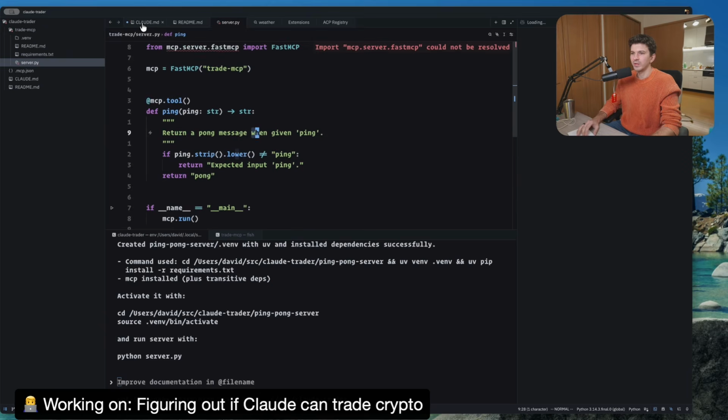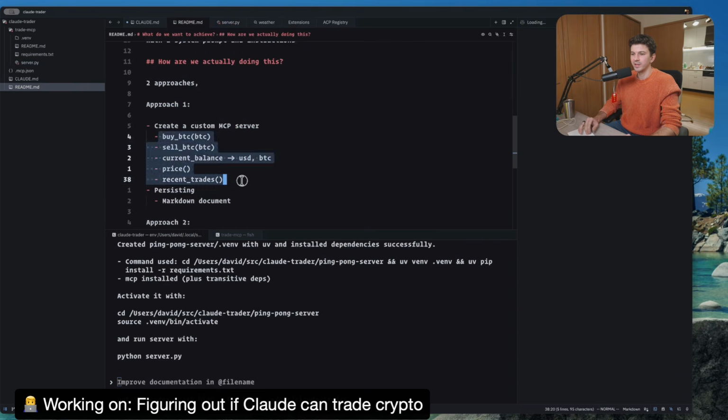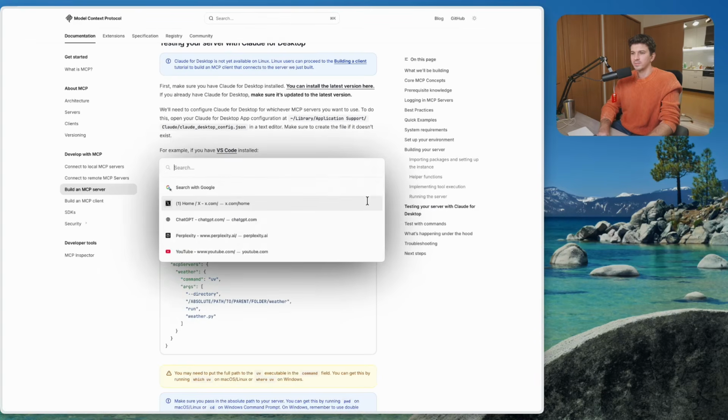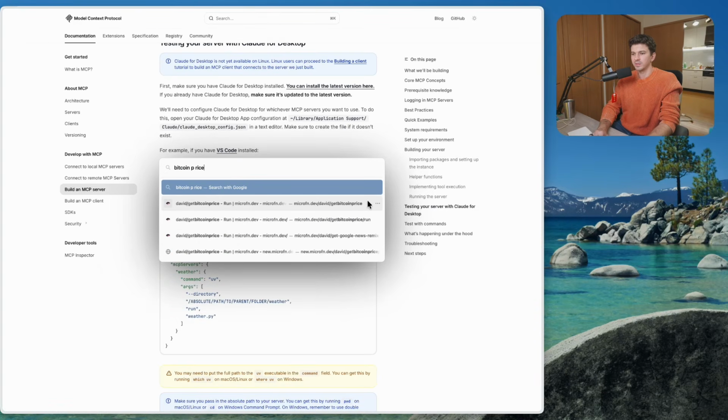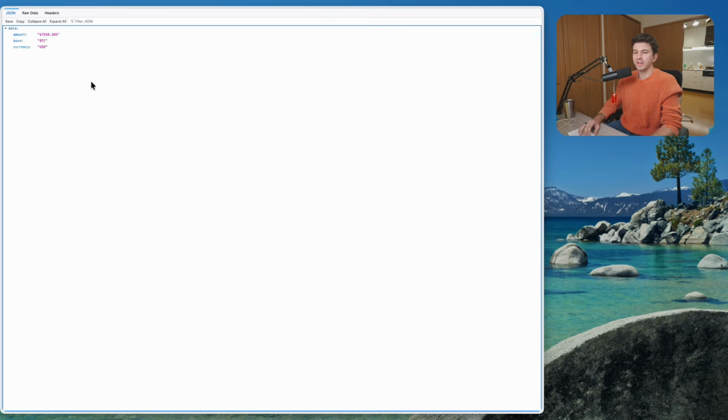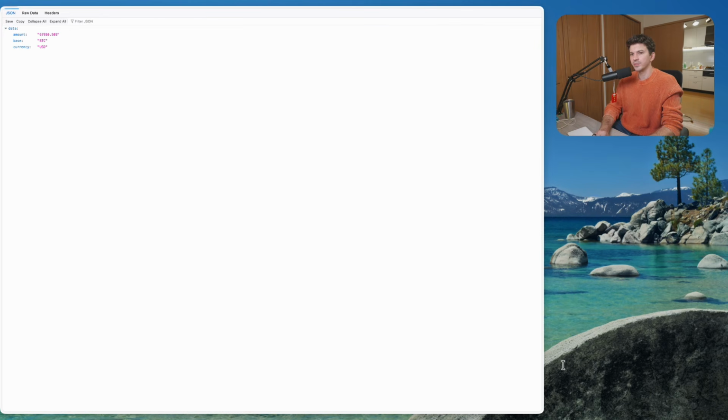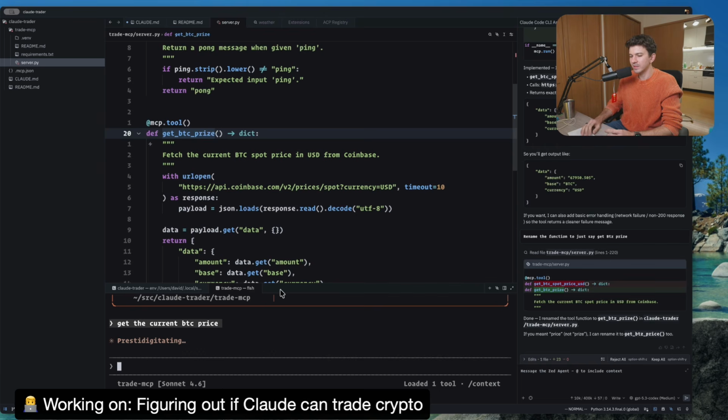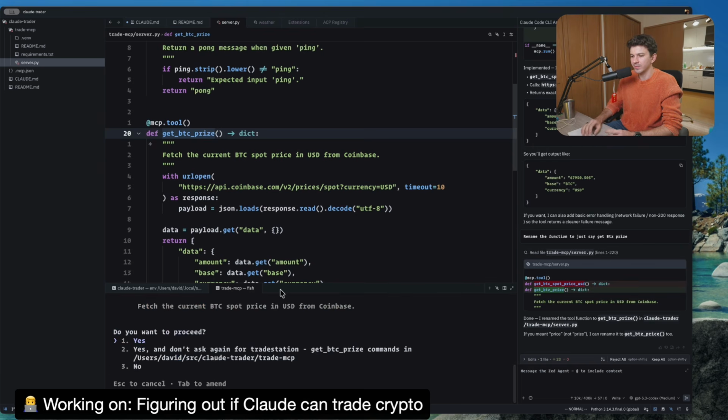Okay, so what is the first thing we want? We want to have a buy method, a sell method, and the current balance. First, we need an API to get the Bitcoin price, I think. So, Bitcoin price API. Perfect. That's all we wanted. Okay, well, then create a function in the trade MCP to get the current BTC price. If you did everything right, then Claude should just be able to get the current BTC price from TradeStation.